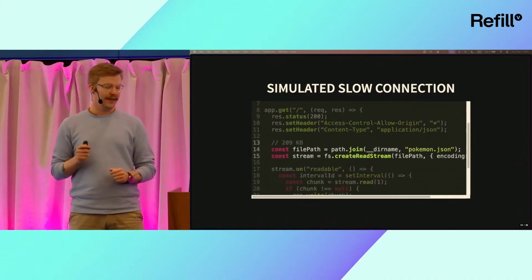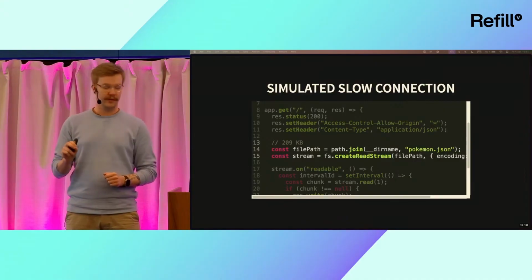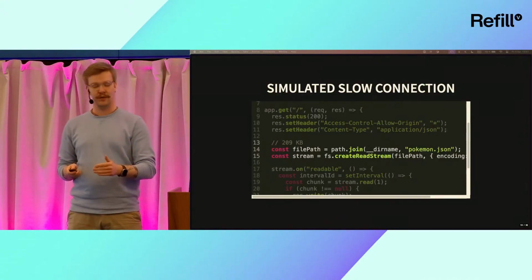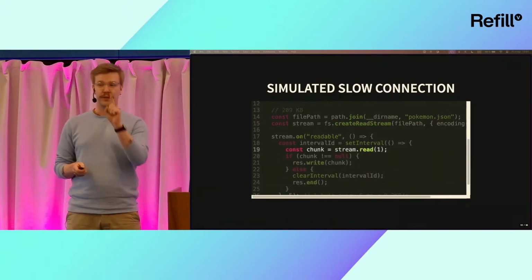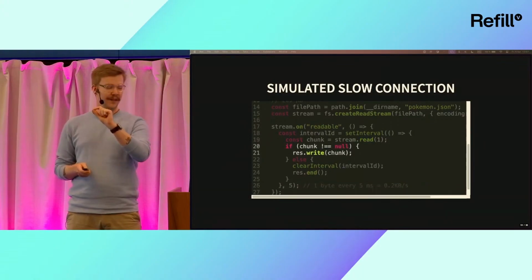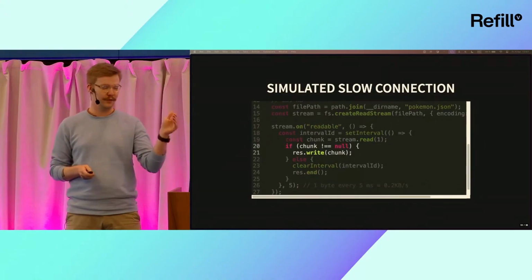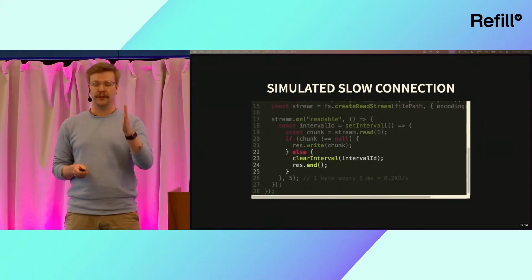Then I'm going to open up a JSON file and read it as a stream from the server. When the stream is ready, we're going to read 1 byte, and then write that to the response that I'm sending back to the user. When we're done, we're going to close the stream and say we are finished.